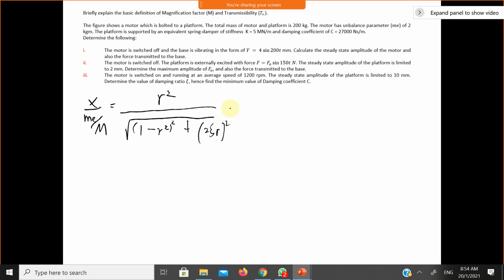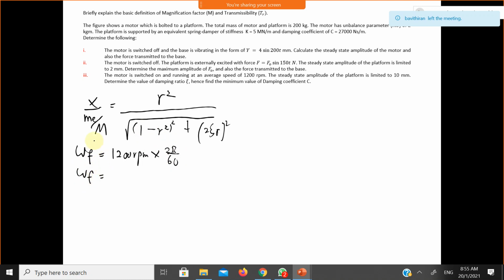Okay, so now is we are given average speed. So what does it mean here? This is we call as omega F lah. Average speed omega F equals to 1200 RPM convert to radian per second 2 pi over 60. Then omega F will be 125.66.